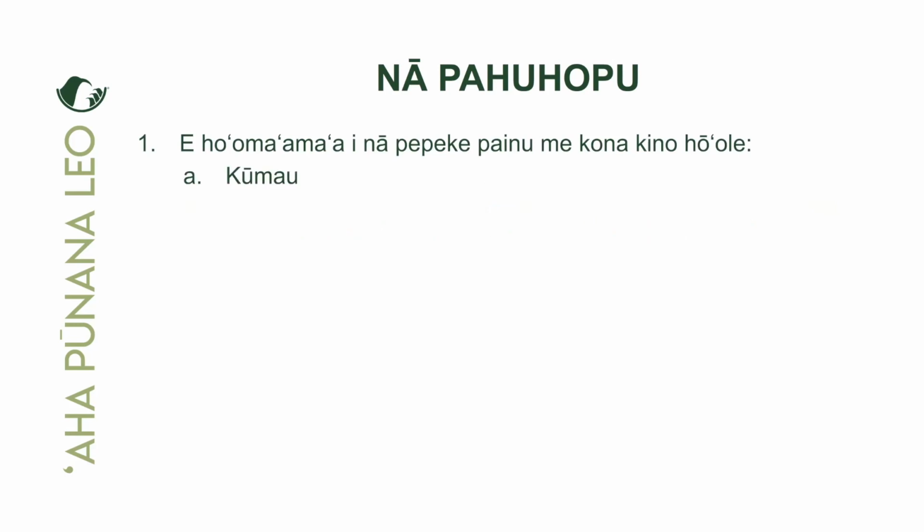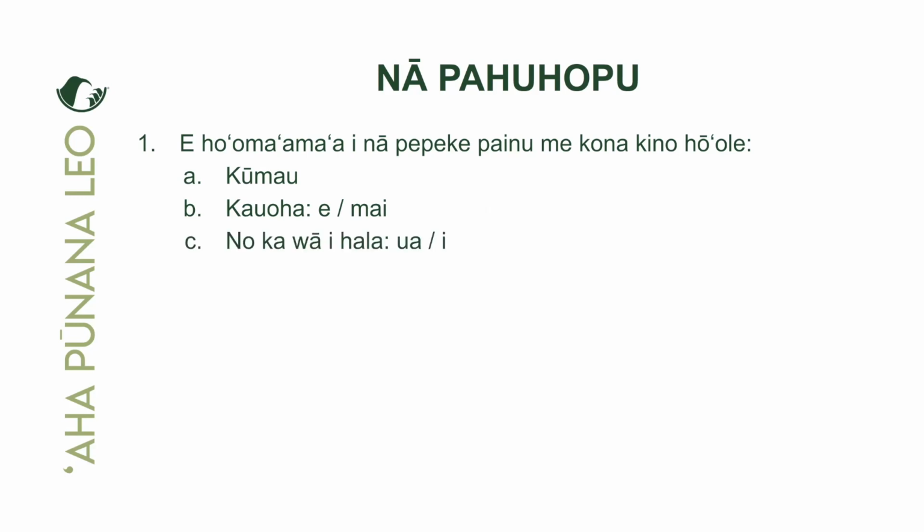So we're going to look at the various forms. The first one is kumau, which is the habitual action. In other words, it's something that just happens, right? There's no tense involved in the kumau form, okay? Habitual action. Maikaʻi. We're going to review nā kawoha, e, and mai.